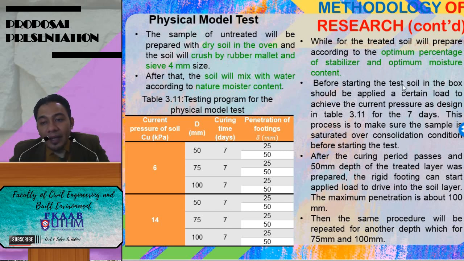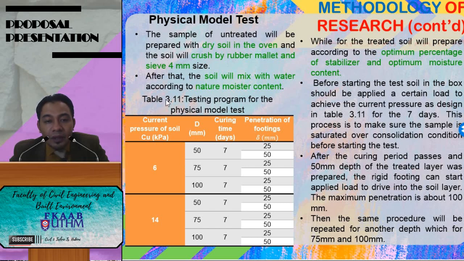Before starting the test, the soil in the box should be applied a certain load to achieve the current pressure as designed in Table 3.11 for 7 days. The process is to make sure the sample is in a saturated overconsolidated condition before starting the test. After the curing period passes and the 50 mm depth of the treated layer is prepared, the rigid footing can start to apply load to drive into the soil layer. The maximum penetration is about 100 mm. Then the same procedure will be repeated for the other depths, which are 75 mm and 100 mm.